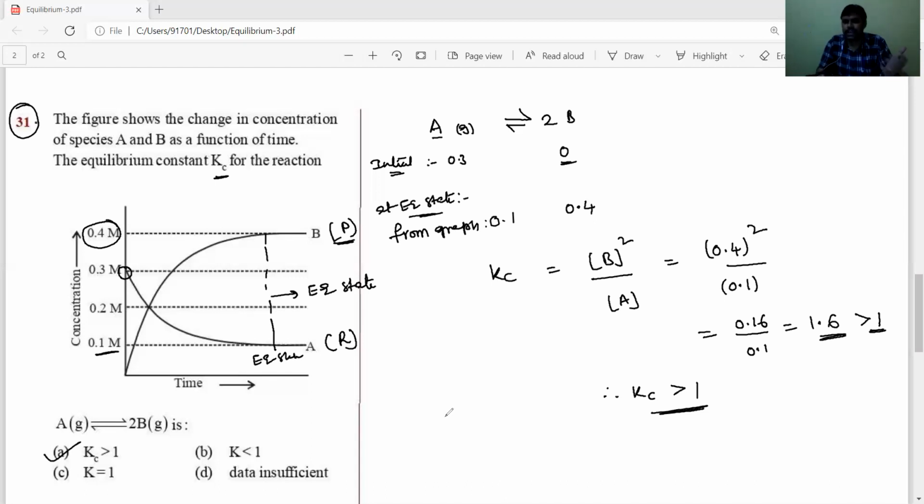The graphical representation is given and the values are not given, so you just observe the graph. The concentration of A is constant and the concentration of B at this point is constant, meaning this is the equilibrium state. At the equilibrium state, the concentration of A is 0.1, the concentration of B is 0.4, and the formula is B square by A. The value is 1.6, which means more than 1. So the option is A. Okay, students, let's go for the next question.